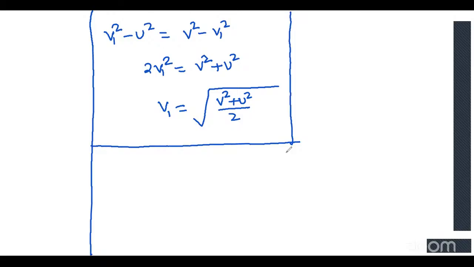Now, applications of motion under gravity. Applications of all these you need to remember, because again we'll apply in our problems or numericals.